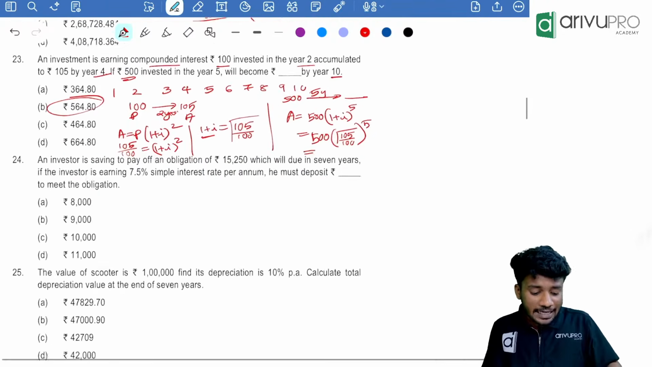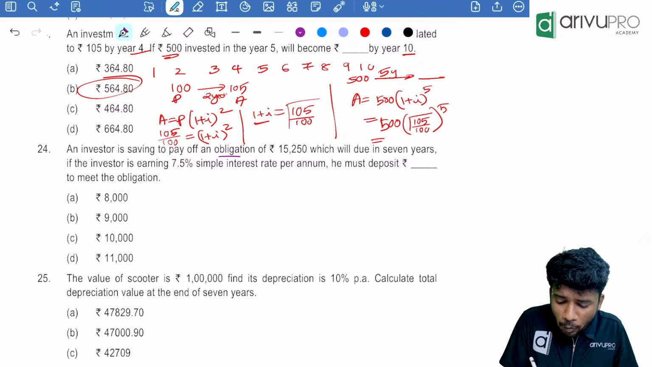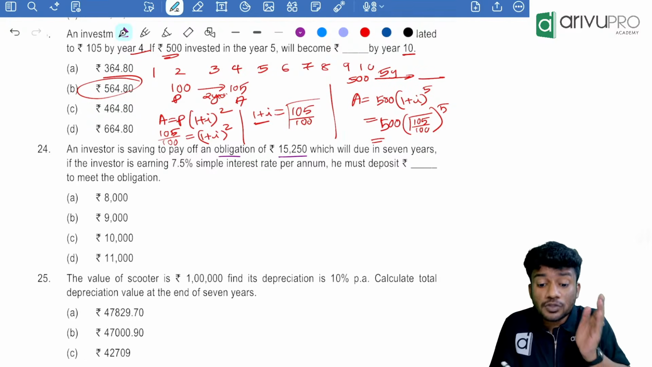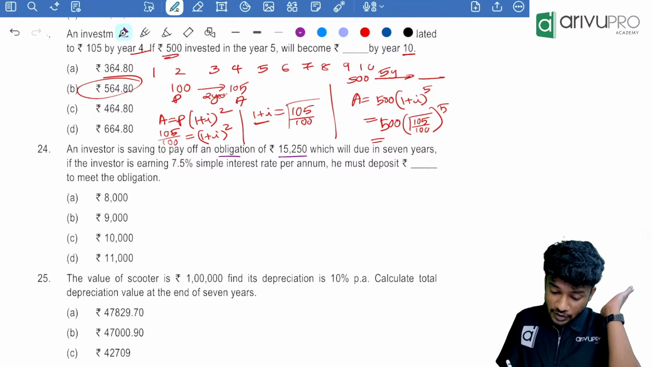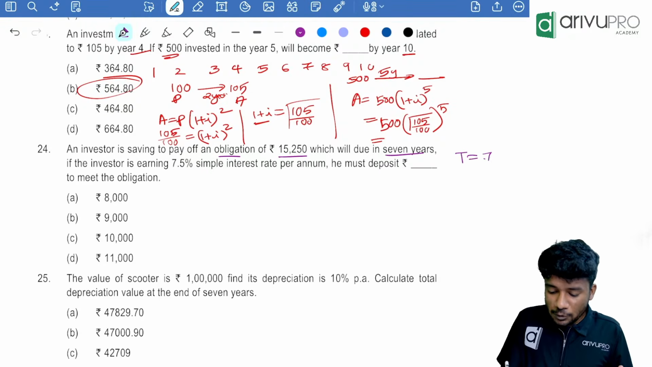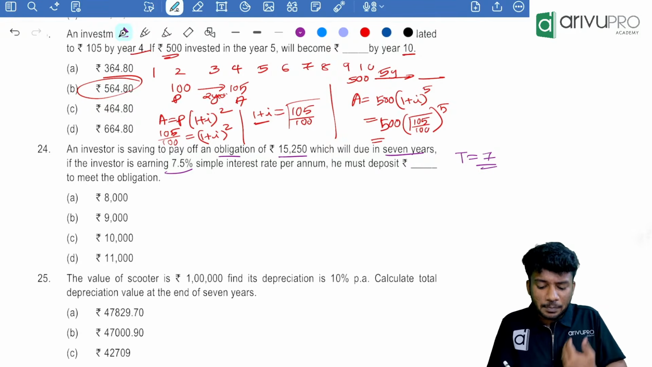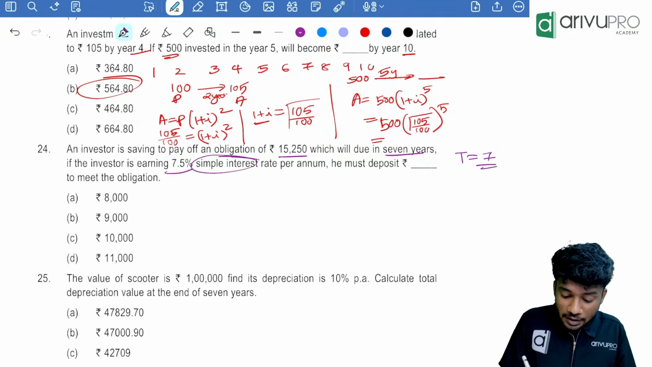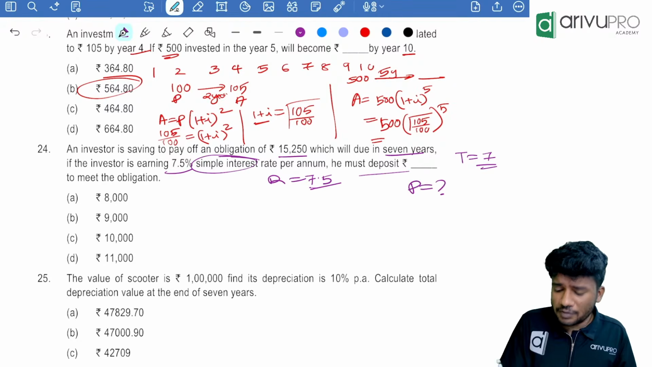Next one. An investor is saving to pay off an obligation of 15,250. Okay, he's going to pay off how much now? 15,250, which will be due in 7 years. That means number of years T is equal to how much? 7. Investor is earning 7.5% simple interest. Oh, it's a question based on simple interest. So R is equal to how much? The 7.5. He must deposit how much is the question. That means principal we need to find.